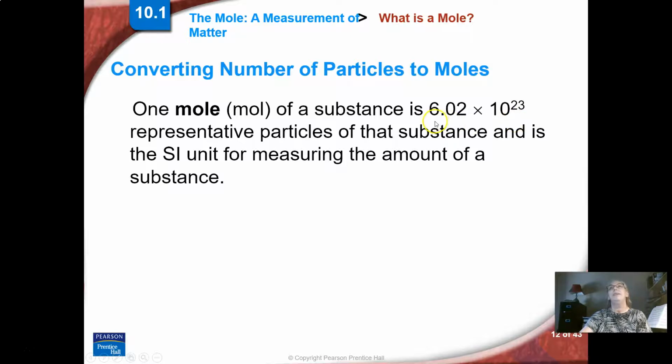Just like a dozen is 12, well, 1 mole is this number. It's just a number, so don't let it get you freaked out. It's just this number with tons of zeros after it. So 23 places of zeros after there. So it's a huge, huge number.